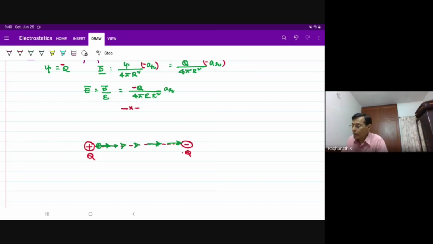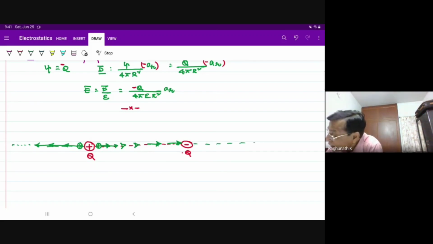Listen carefully. If I keep the charge anywhere here, what will happen? Charges are of equal magnitude. If I keep the test charge on the line joining these two charges to the left of positive charge, the repulsive force is always greater than the attractive force because it is nearer to positive charge, further from the negative charge. It moves to infinity along the same line of charge. If I keep it at infinity, it comes back to negative charge.